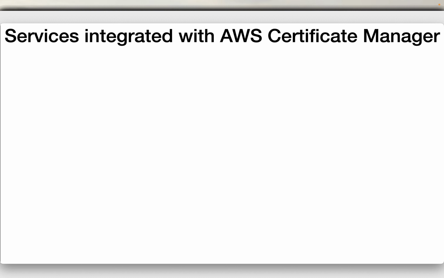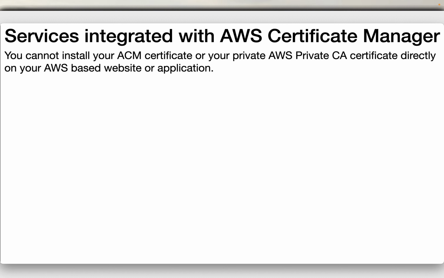So let's see services integrated with AWS Certificate Manager. First point is you cannot install your ACM certificates or your AWS private CA certificate directly on your AWS based website or application. Basically you have to use the ACM service and provide a reference in the services which I will talk about. You cannot directly install certificates in these services. You have to provide a reference. So it makes it much easier, and that's how ACM can manage the whole life cycle.